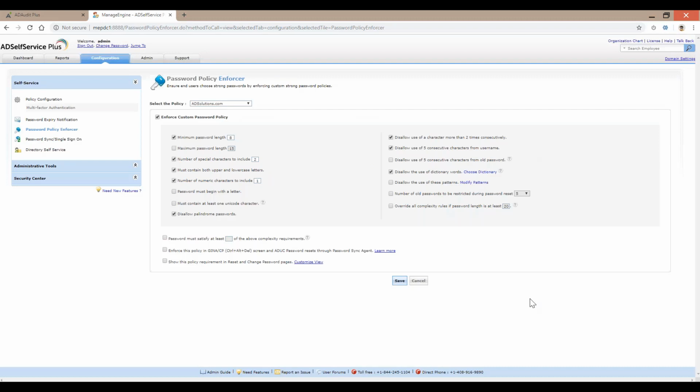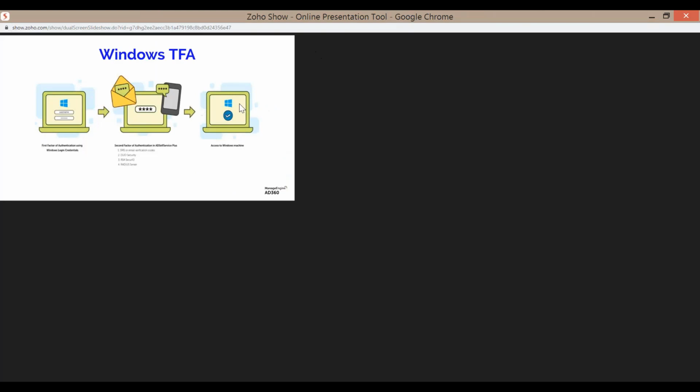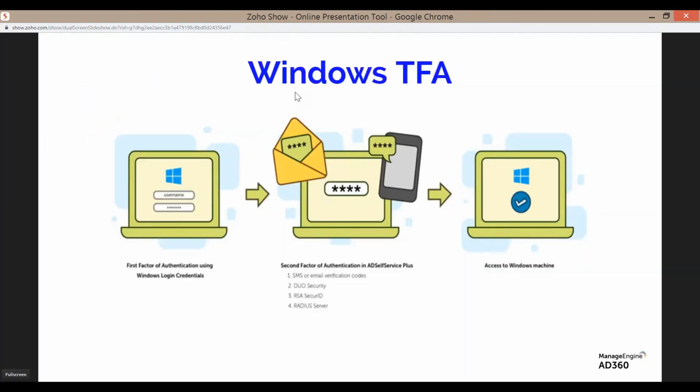Still, if you get hacked, do you need to worry? Can I have another mechanism that foolproofs me? Yes, you could very much do that. You could enable Windows two-factor authentication. What if you could ensure that right when the user is logging in, they cannot go through without a second factor? It could be Duo Security, it could be an email verification, it could be a RADIUS server, or anything along those lines, where a user can pass through only when they do the second factor of authentication. Let me quickly see if I can show you how it works in real time.